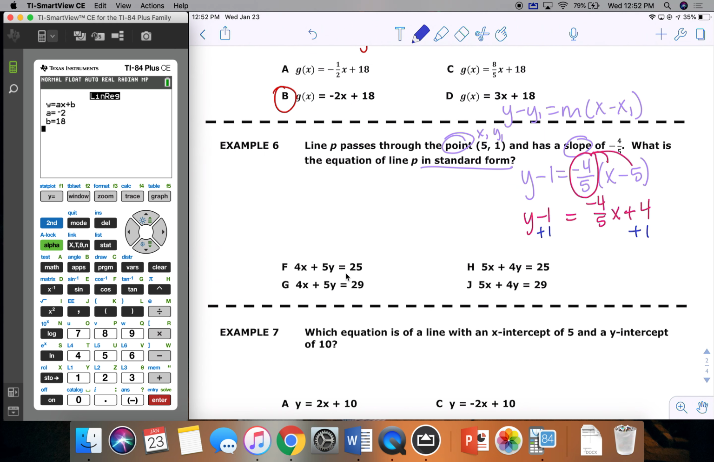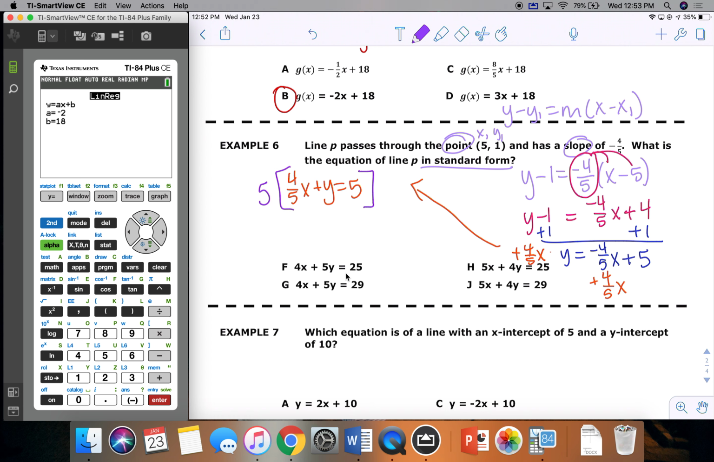I'm going to move 1 to the other side, so this is in y equals mx plus b form. I'm going to move x to the same side as y, and I'm going to rewrite that over here. So 4/5 x plus y equals 5. And then when I look at all of my answer choices, I'm reminded that none of them have fractions. And to get rid of a fraction, we multiply by the denominator of the fraction. So the bottom of the fraction goes to every piece.